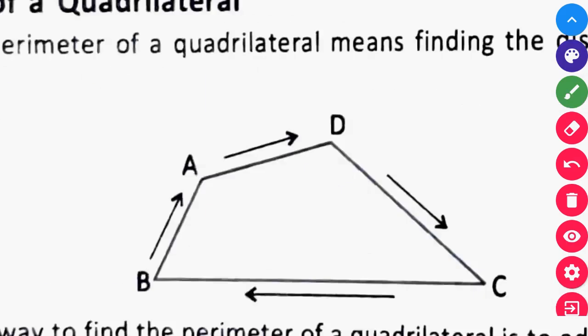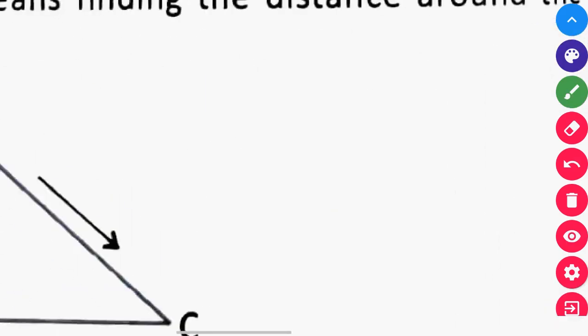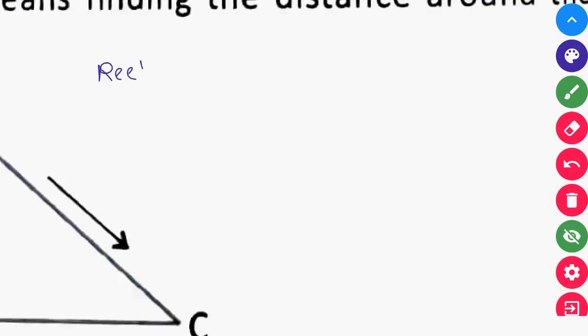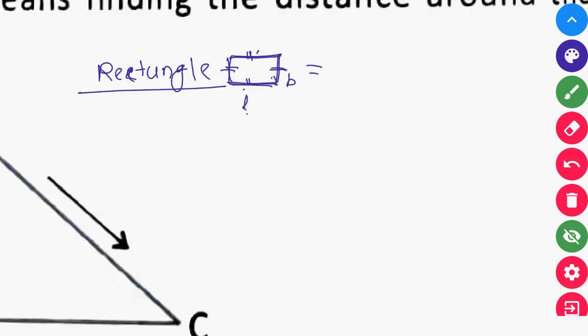Now see, while we are talking about the rectangle, consider the figure of a rectangle. This is a rectangle. These two sides are of equal length. These two sides are equal. These two sides are equal. So when we say add this side plus this side plus this side plus this side, then the bigger side of the rectangle is called the length and this is called the breadth.